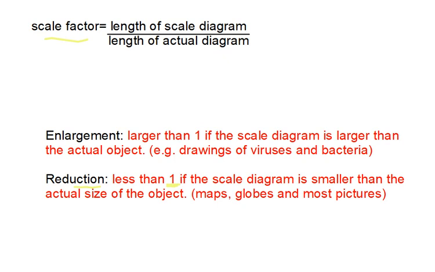So if you're talking about maps, for example, you can see a drawing of Canada from east to west in about 5 centimeters. Obviously, that would be a huge reduction factor for a country as large as Canada. So that would be for reduction. Other examples would be maps, globes also, and most pictures. So if you take a picture of yourself right now with your phone, the picture is going to be smaller than what you are, most likely. But that's a very common example from our lives these days.